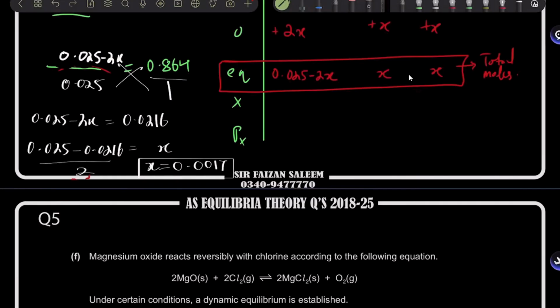Do I have the moles of HI right now, or do I have the value of x? We have the value of x. So in order to find the HI moles, I'll go 0.025 minus 2 times 0.0017. How many moles have been left at equilibrium? I'm getting 0.0216 moles.